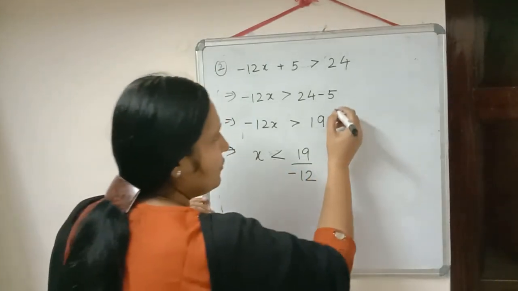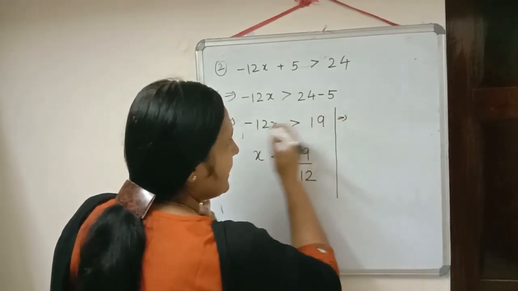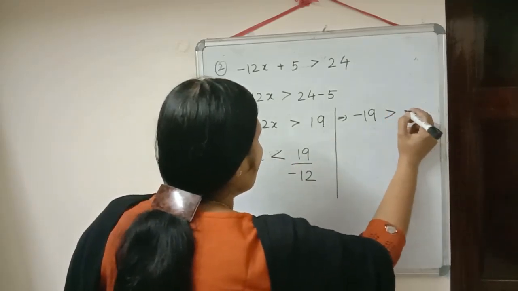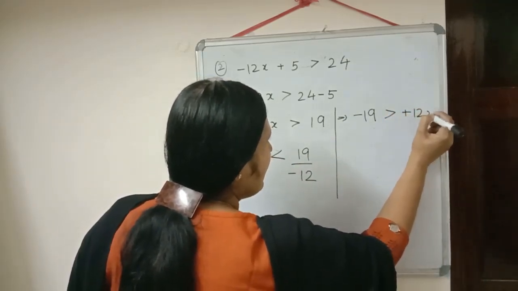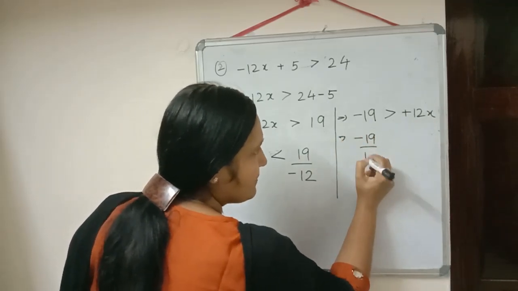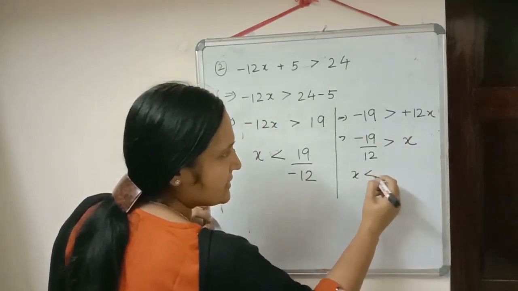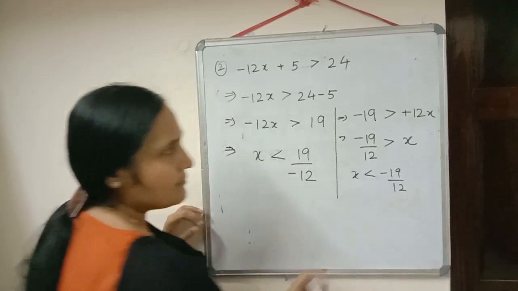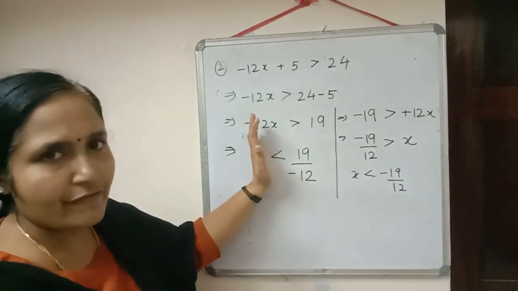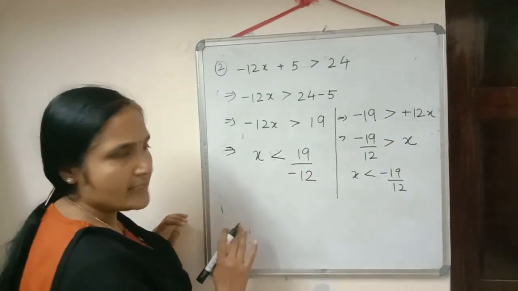Or if you don't want to do this method, you just shift 12x to the right hand side and 19 to the left hand side. Then it will be minus 19 greater than plus 12x. Then you can shift this 12 to the left hand side. Then it will be minus 19 by 12 greater than x, or x less than minus 19 by 12. So either you can use this method, or if you are not comfortable with this one, you can do it this way also. In both cases, the answer is the same.